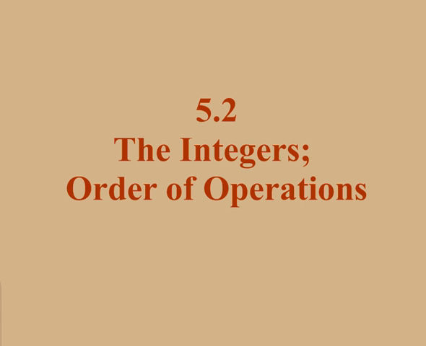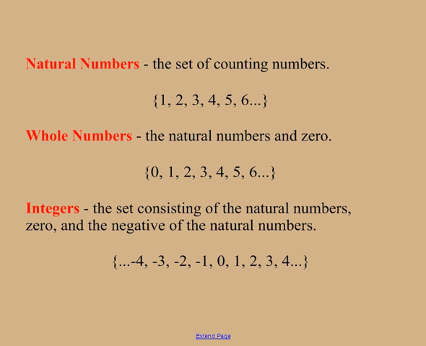This is section 5.2, the integers and order of operations. Here we have some definitions of some subsets of numbers. Let's go through them one at a time, make sure that we understand them.